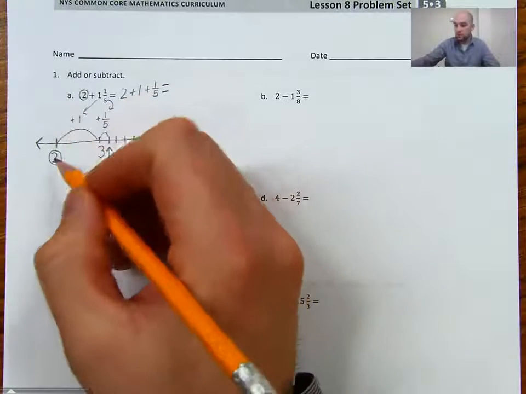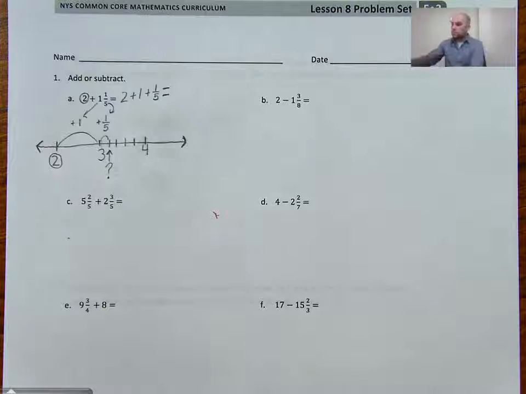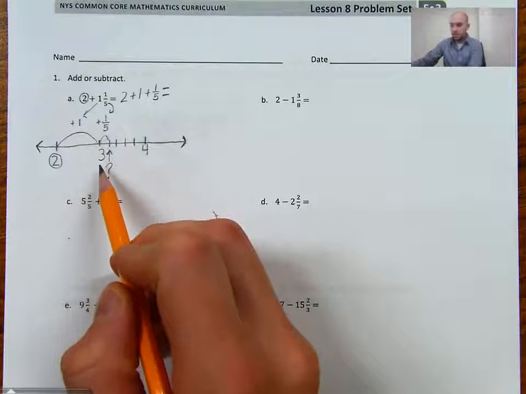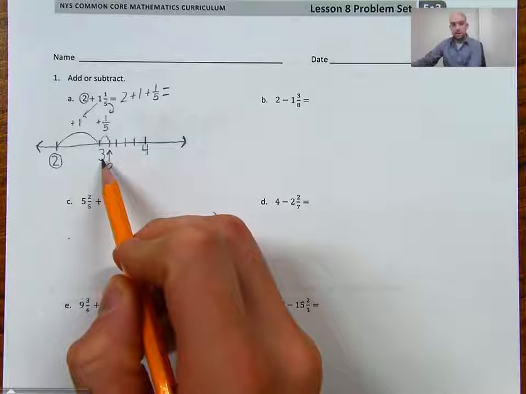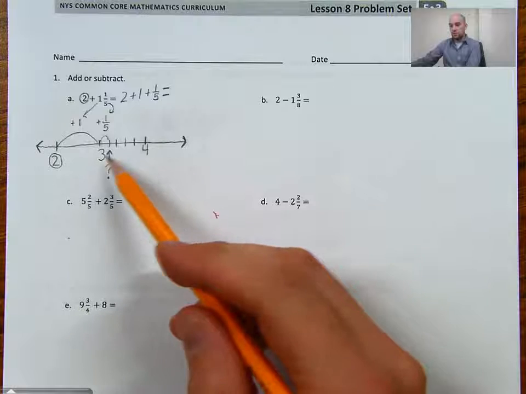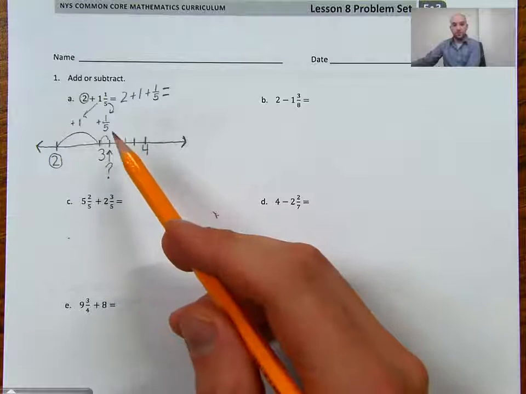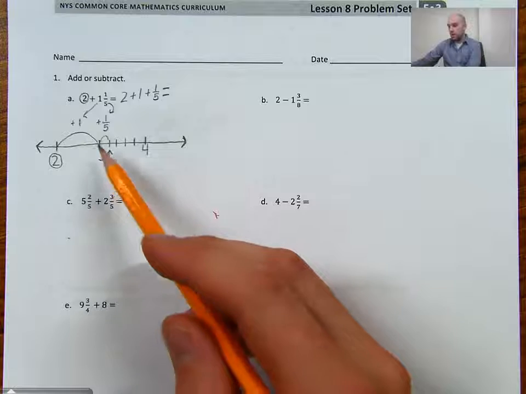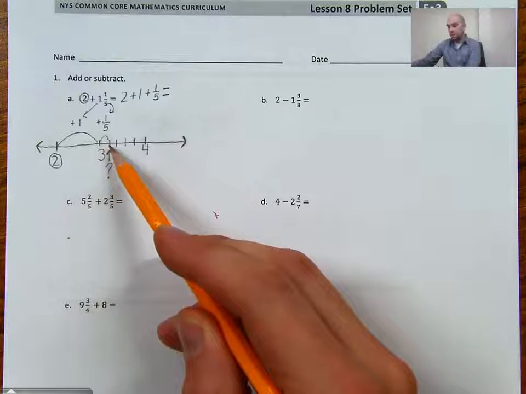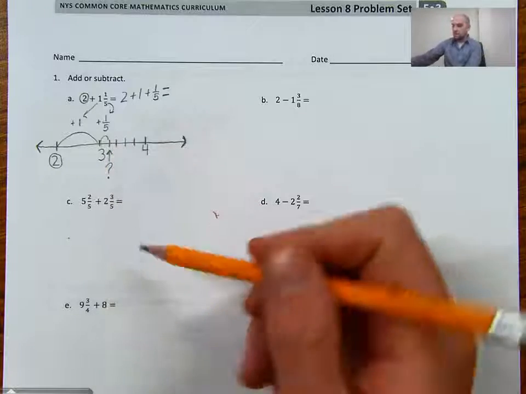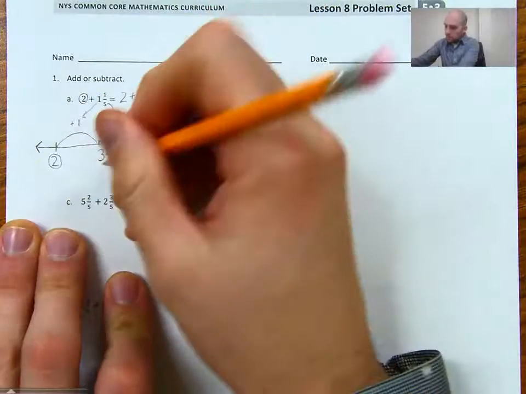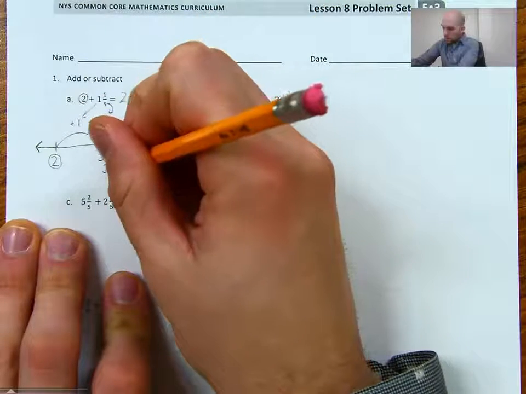So I started here with 2. 2 plus 1, so I added one more, will get us to 3 on our number line. Then I broke up the next whole number interval into fifths. So I have 3, and then I go 1/5 more. You have to add a fifth, and that will leave us with 3 and 1/5.